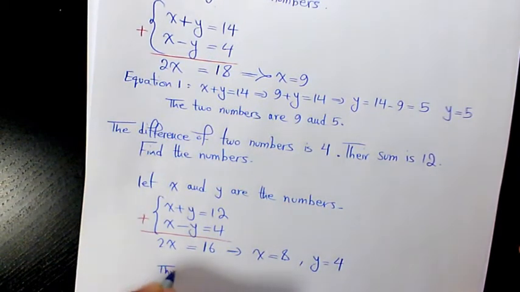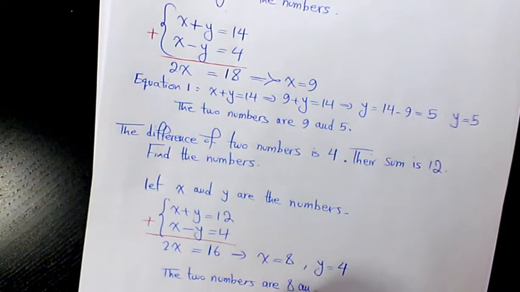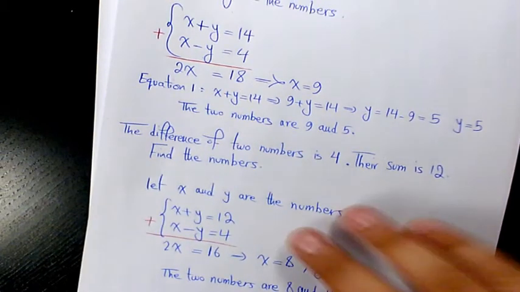So the two numbers are 8 and 4. Next example.